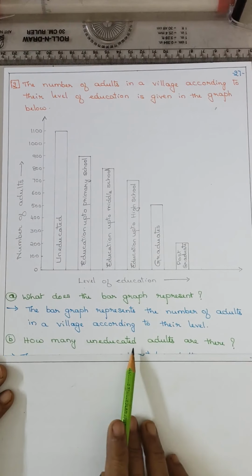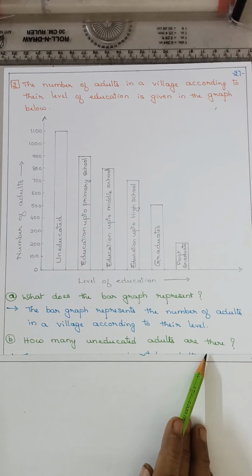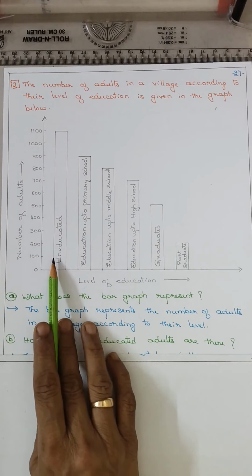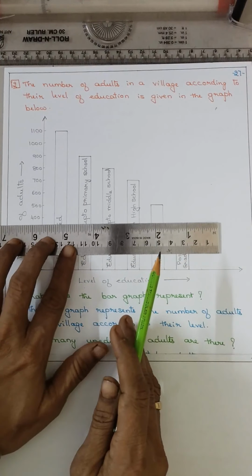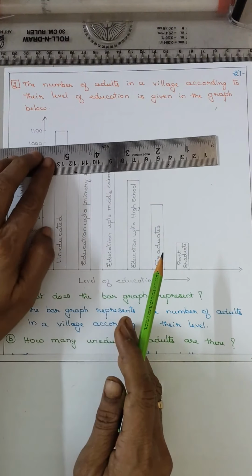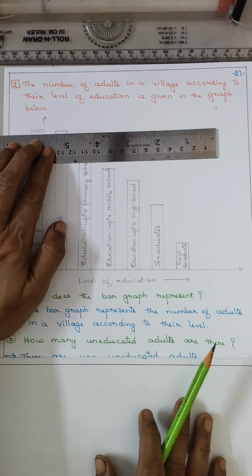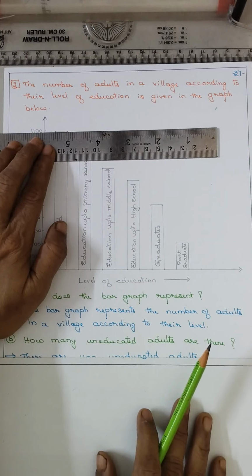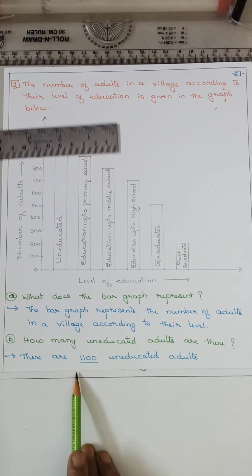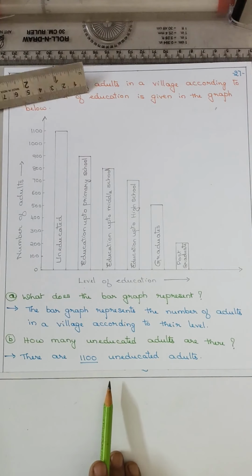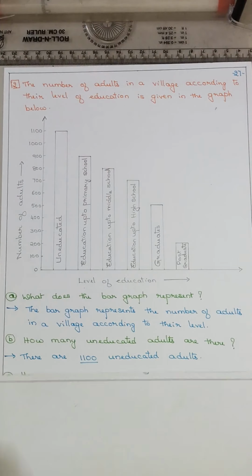Now, how many uneducated adults are there? Uneducated. This is uneducated. Keep the scale like this. Uneducated. It is how many? 1100. So write the answer. There are 1100 uneducated adults.